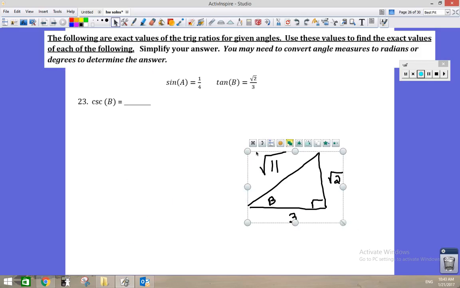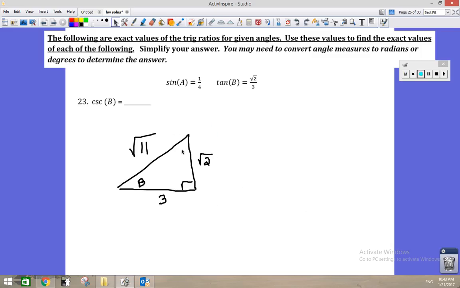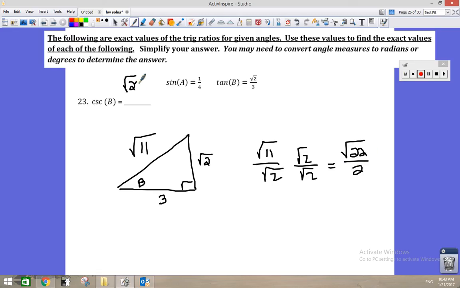Sine is the opposite leg over the hypotenuse, so cosecant is the hypotenuse over the opposite. And if we have the square root of 11 over the square root of 2, we need to rationalize that. And we typically can combine these two radicals as a single radical, so we get the square root of 22 over 2.